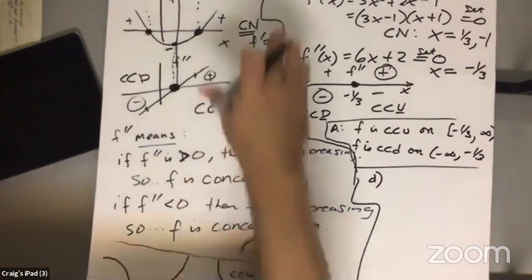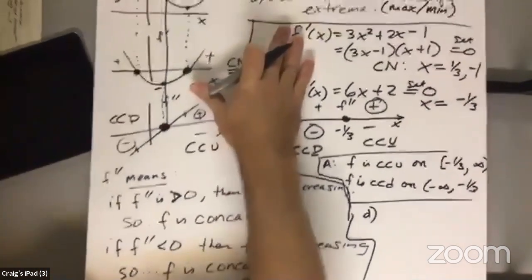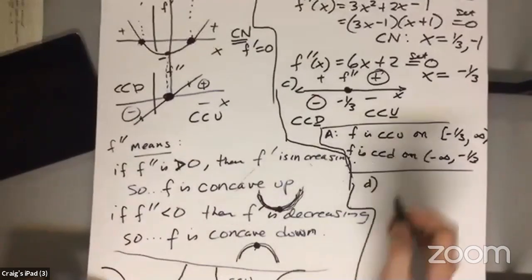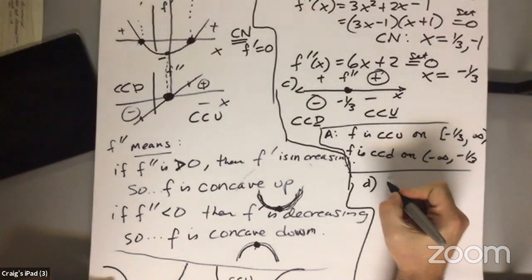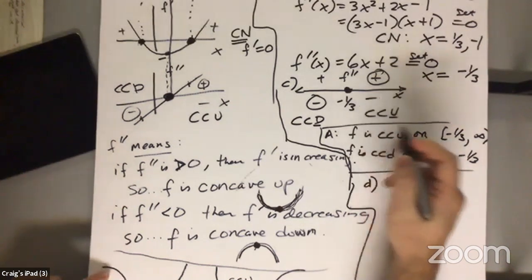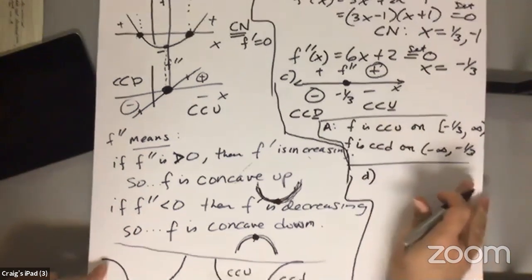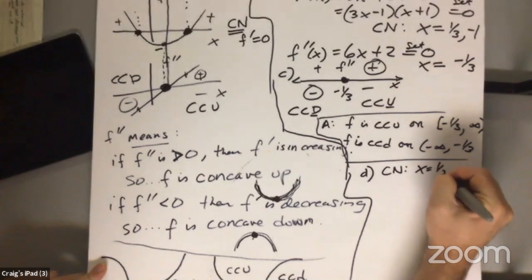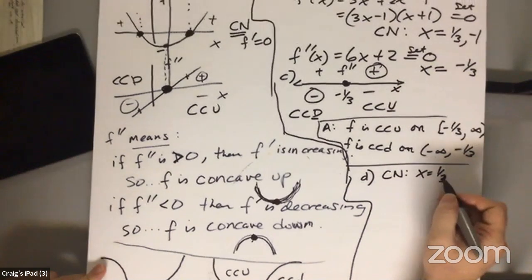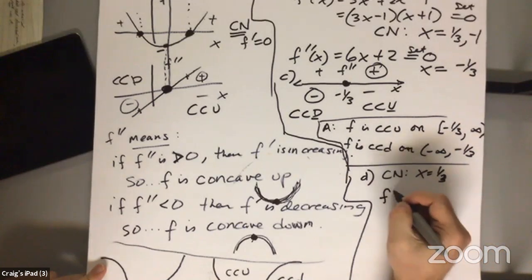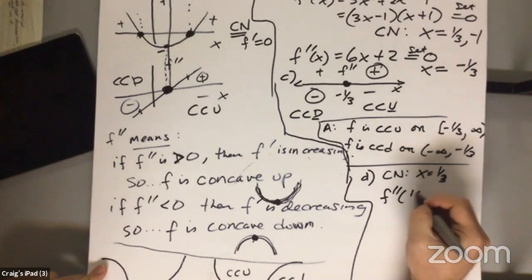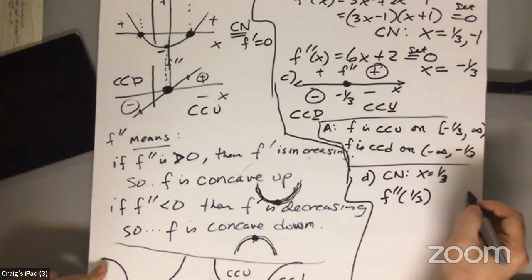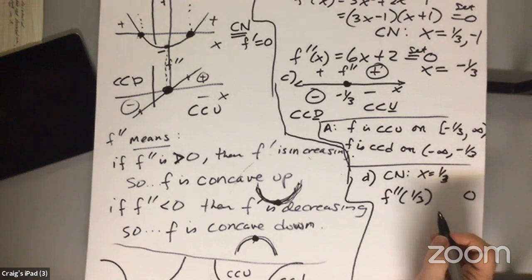And so I'm going to use the second derivative test to find the extrema. The second derivative test says f has a max or min if we look at the critical numbers. So we look at the critical numbers, one of which is x equals 1/3. Let's check that one. The second derivative test is just to check the second derivative at that critical number. I just want to know, is it positive or negative? How does it compare to 0? Is it bigger or smaller than 0?